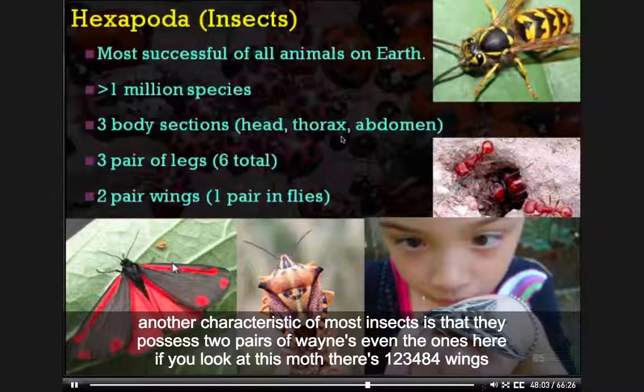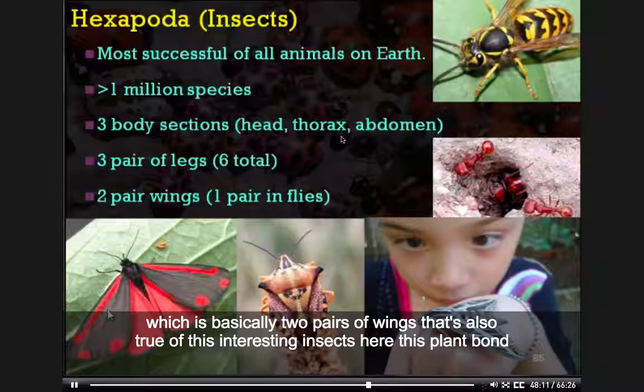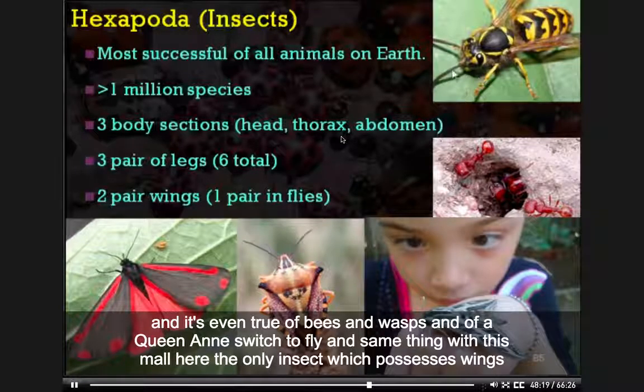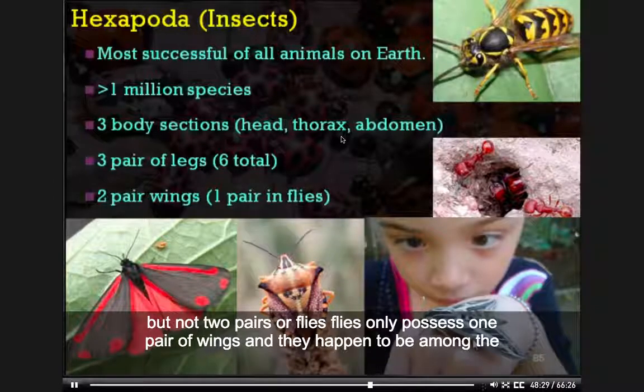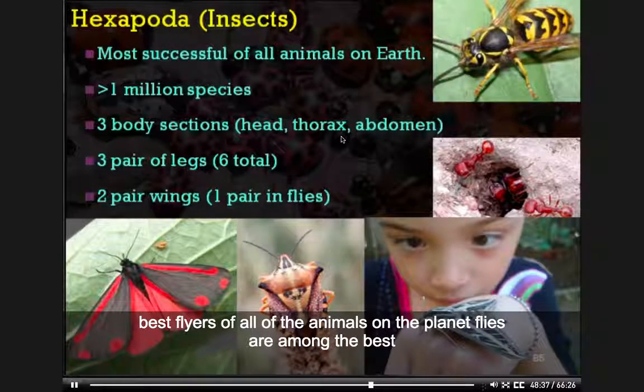Another characteristic of most insects is that they possess 2 pairs of wings. Even the ones here, if you look at this moth, there's 1, 2, 3, 4 wings, which is basically 2 pairs of wings. That's also true of this interesting insect here, this plant bug, and it's even true of bees and wasps, and of queen ants, which do fly. And same thing with this moth here. The only insects which possess wings but not 2 pairs are flies. Flies only possess 1 pair of wings, and they happen to be among the best flyers of all of the animals on the planet. Flies are among the best.